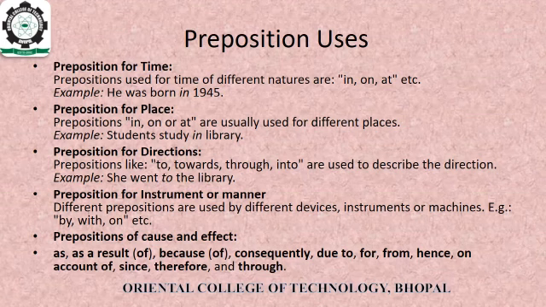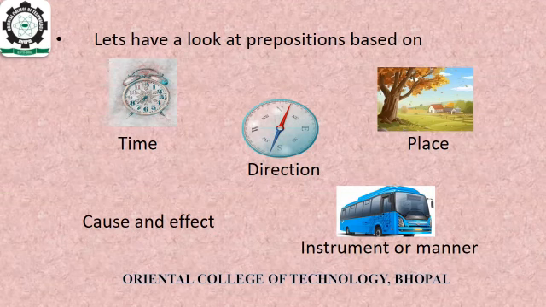Preposition for instrument or manner. Different prepositions are used by different devices, instruments or machines. Example, by, with, on, etc. Prepositions of cause and effect. As a result of, because of, consequently, due to, for, from, hence, on account of, since, therefore, and through. Let's have a look at prepositions based on time, direction, place, cause and effect, instrument or manner.